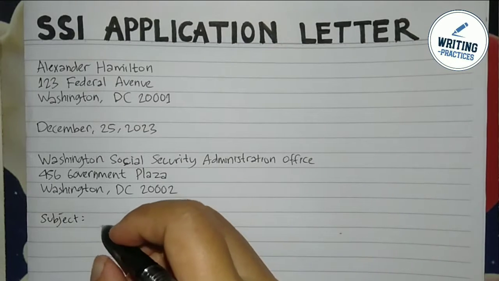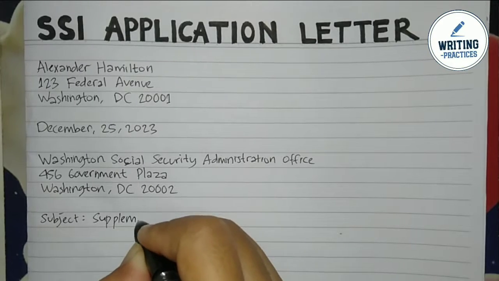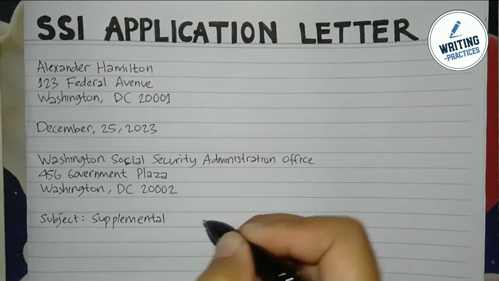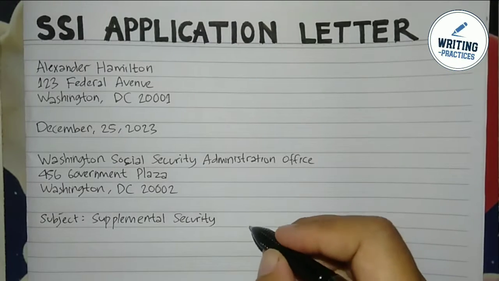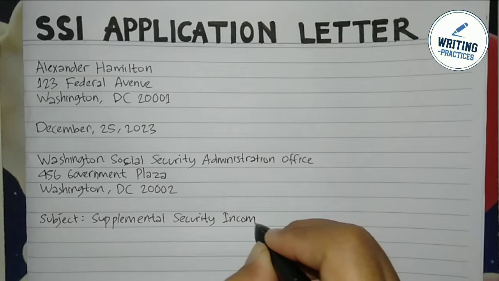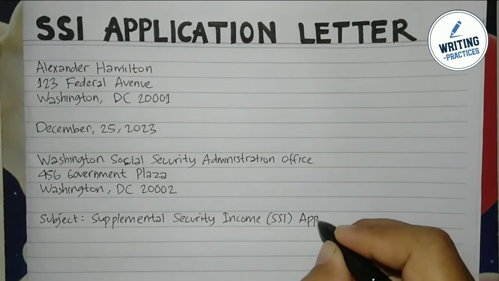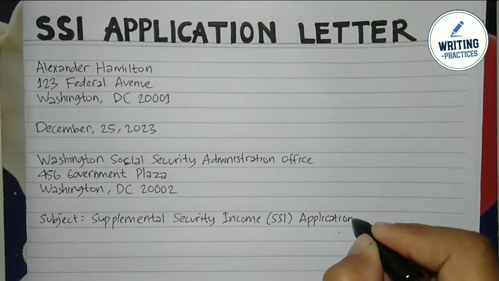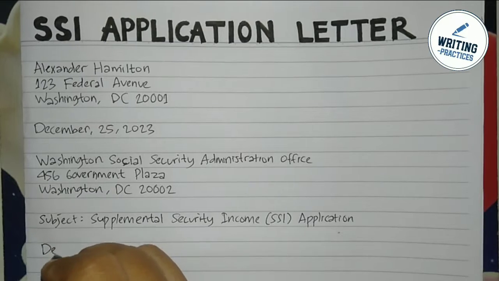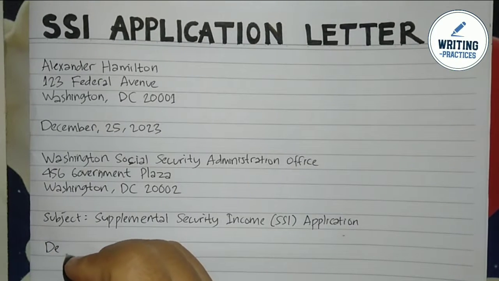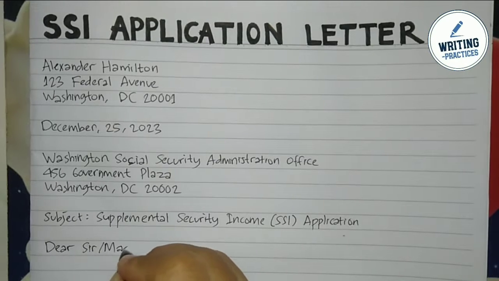In this case, the letter is addressed to Washington Social Security Administration office. Under it, write the address of the office. Don't forget to mention the number, street name, city, state, and zip code. After that, write the subject or reference of the letter. You can simply write, Supplemental Security Income or SSI application. Once you completed all the information, now you can open the letter with a salutation. Since you don't know their name, you may write, Dear Sir or Madam.